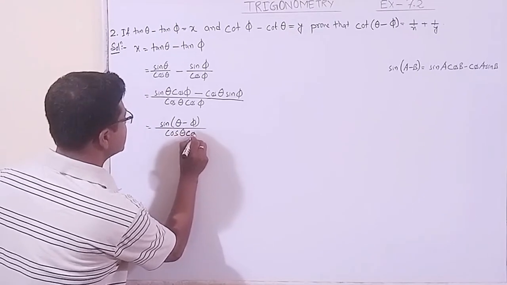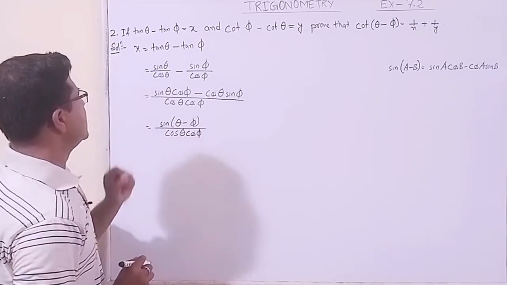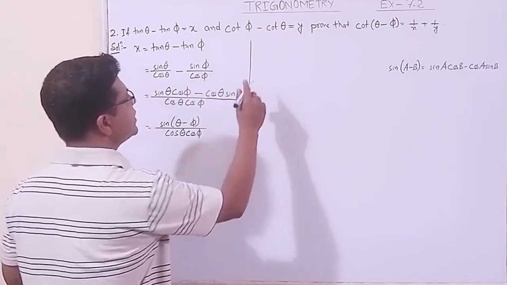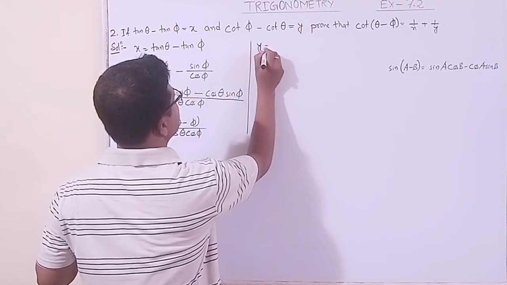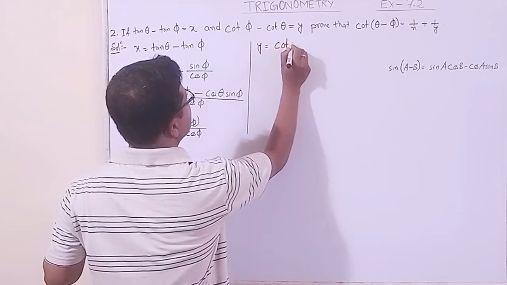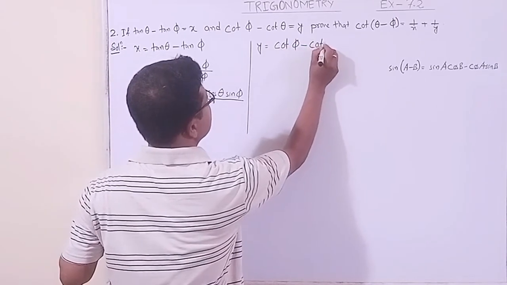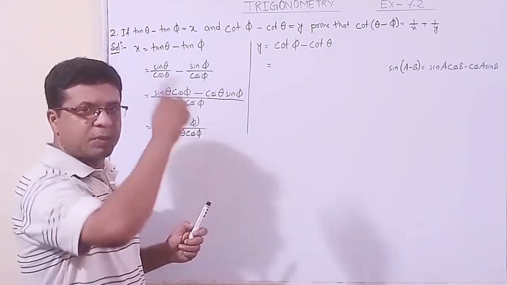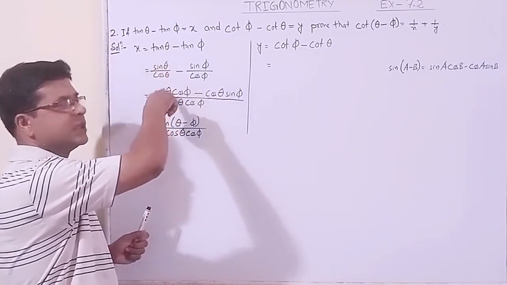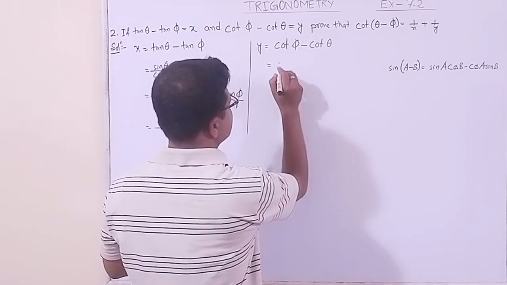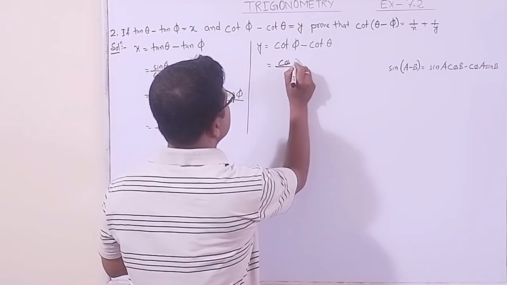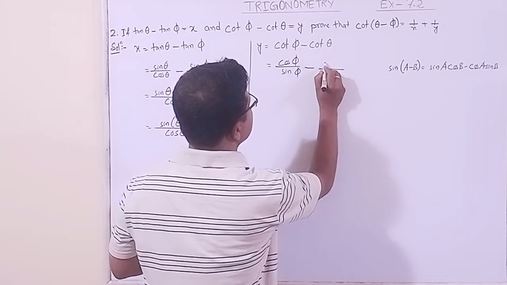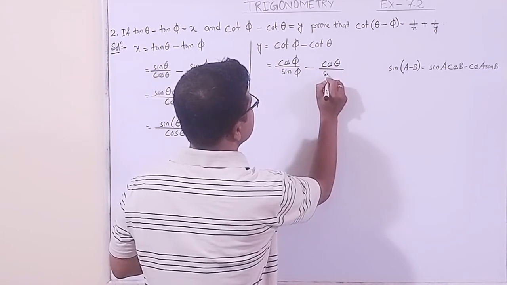And let it be like this only, cos theta cos of phi. Okay, up to this much we have simplified. Now let us simplify that y in the similar manner. Also y equal to, what is y? It is cot phi minus cot theta. Now what is cot? Cot is cos by sin and tan is sin theta by cos theta, so cot will be just the reciprocal of tan. It is cos phi by sin phi minus cot, cot means again cos theta by sin theta.